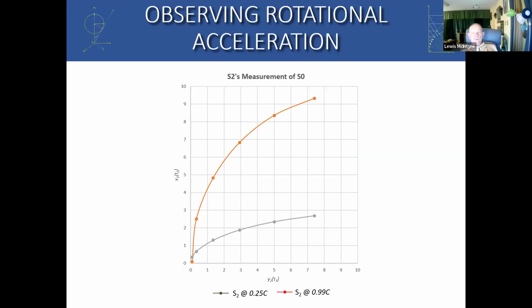Here we see S2's calculated measurements with its velocity with respect to S1 at 25% of the speed of light in green, and at 99% of the speed of light in red. Rho is taken as 10, but it does not matter. Whatever the value of rho, the shape of the constant rotary acceleration will be the same.